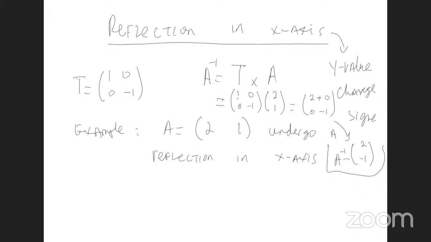What is happening when you reflect in the x-axis again? What is happening? Look at right there, Ravi, the y value changes the sign. Yes. So if the x value is 2 and the y value is 1, then you would recognize here that it changed sign, right? Copy it down.